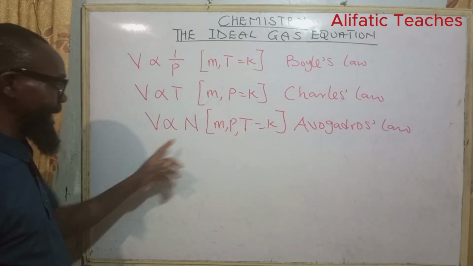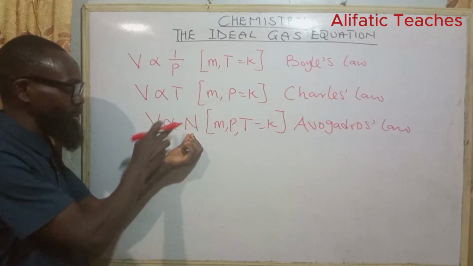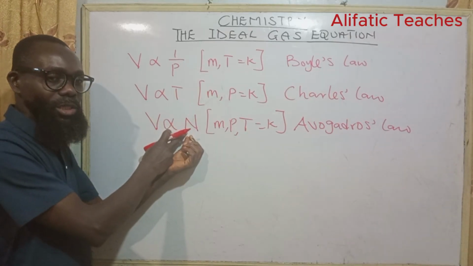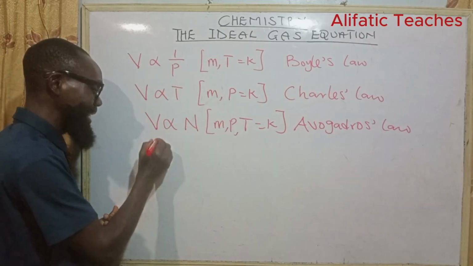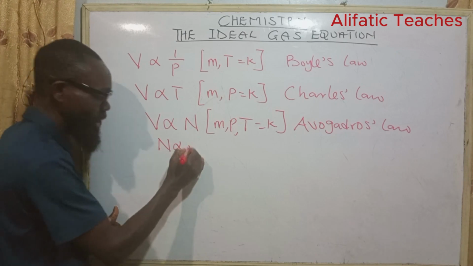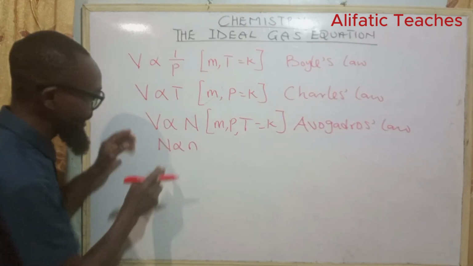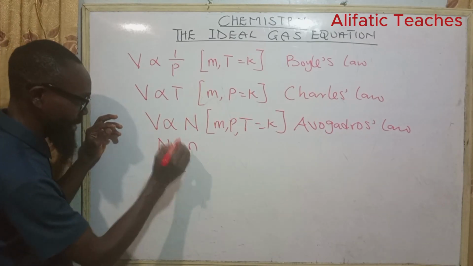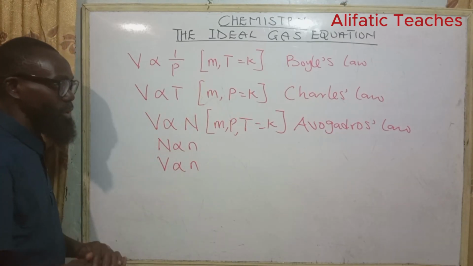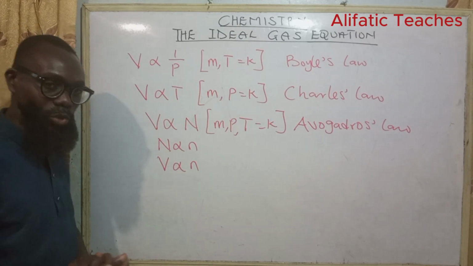Now, since this Avogadro's constant is also directly proportional to the amount of substance, that is, the number of moles n, this can be rewritten as V is directly proportional to n. Now, we can combine these three together.